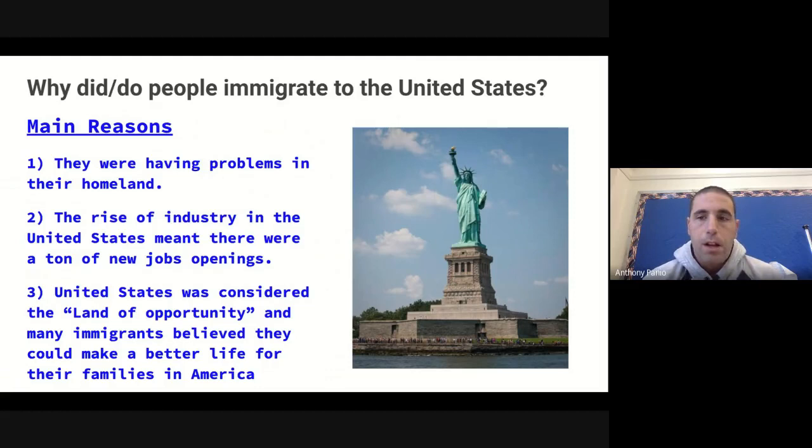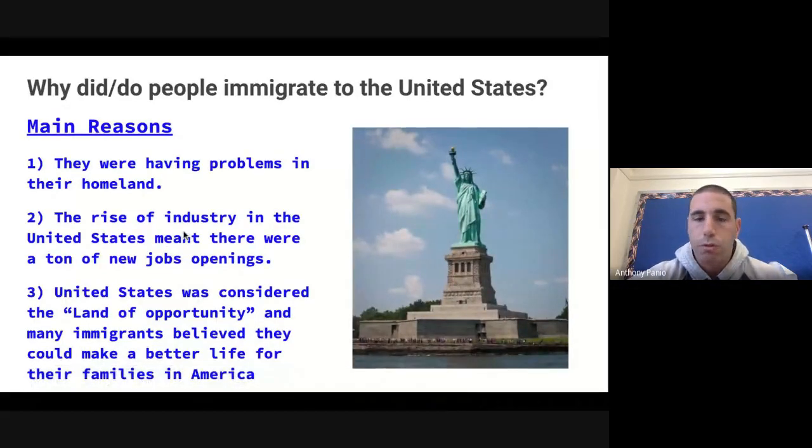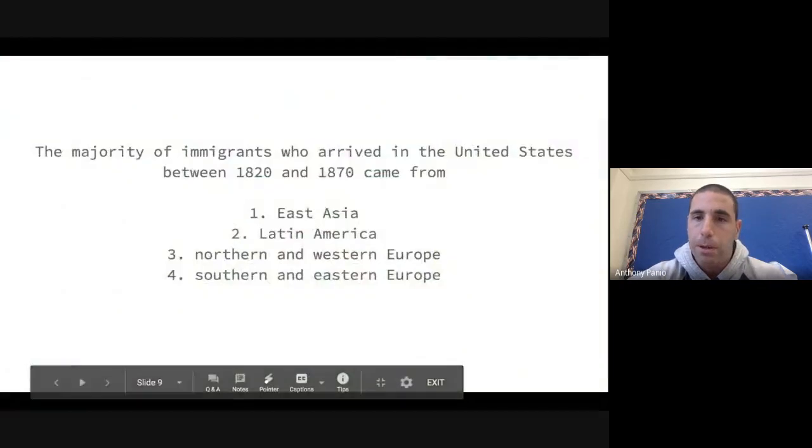So we're going to look at three groups from about 1850 to 1920. These are going to be the three main groups that immigrated to the United States throughout this time, and they are the Irish people, the Italian people, and the Chinese people. Those are the three largest groups of immigrants who come into the country throughout this time period.